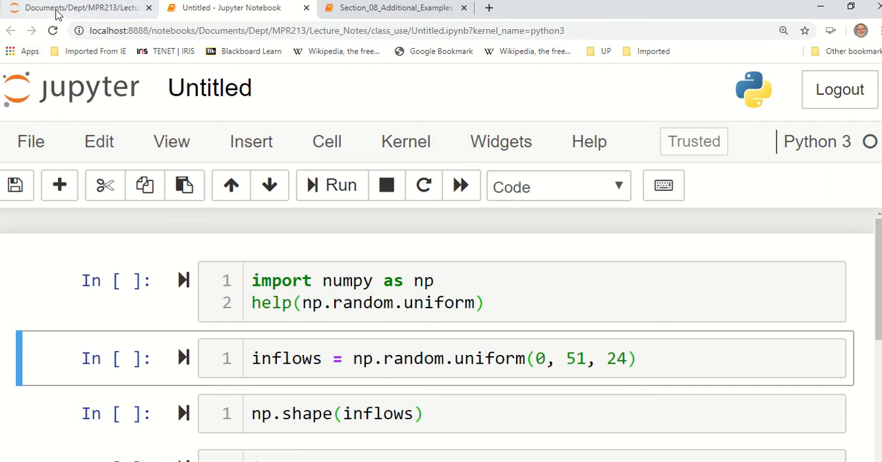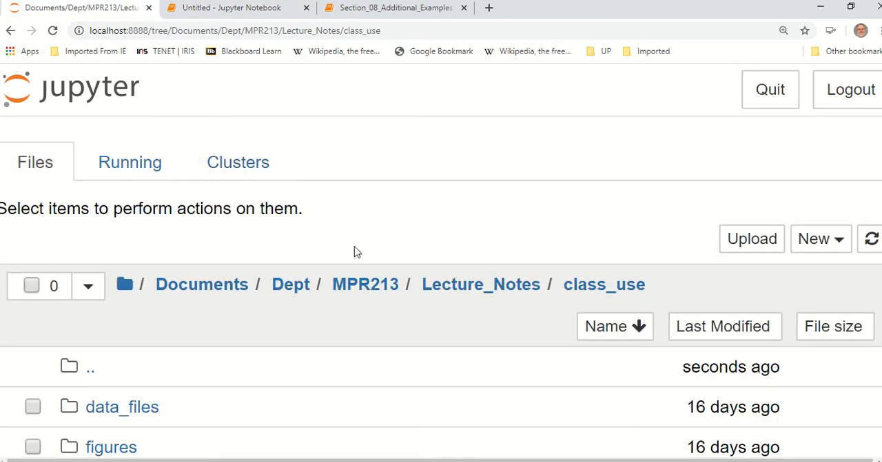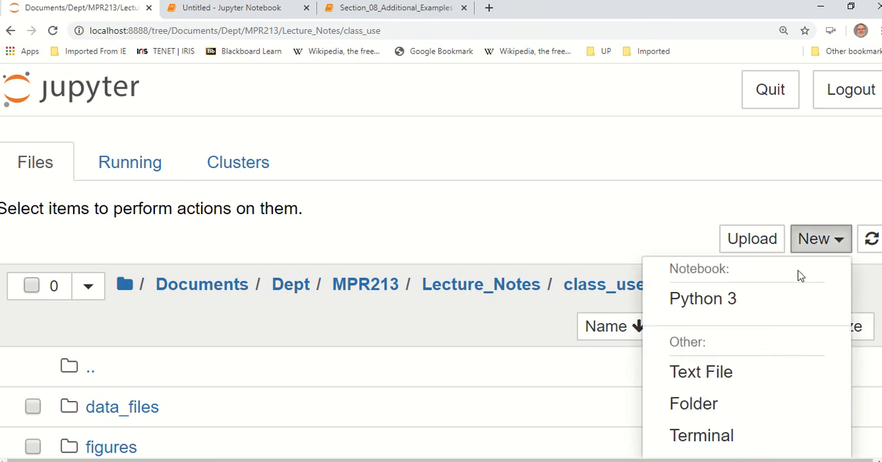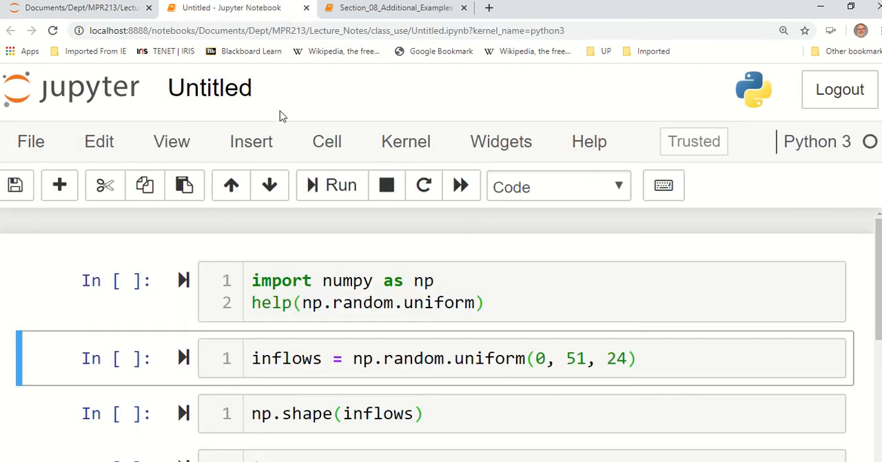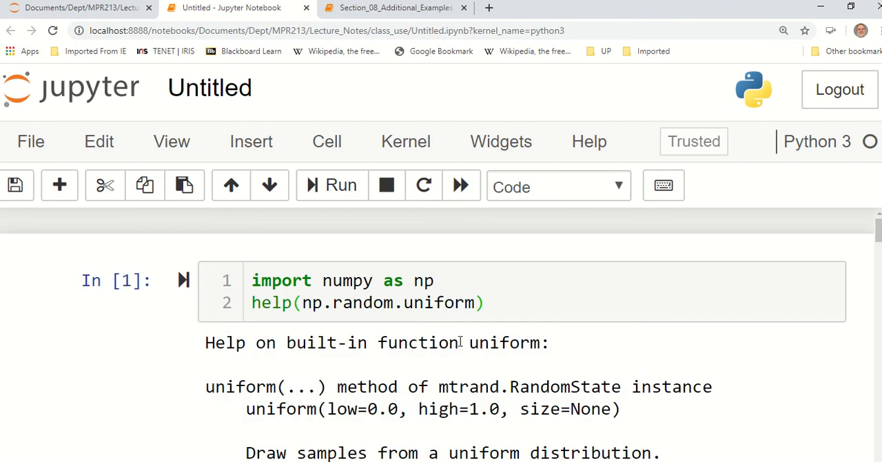Well, I, of course, go to the File Explorer page, and I go to New, and I go to Python 3. That will create a Jupyter notebook with the name Untitled, and it'll actually save it there under that name. In the first cell here, I import numpy as np, and then I do help(np.random.uniform). This is the new command that we are now going to use. So let's see what it says if we do this.